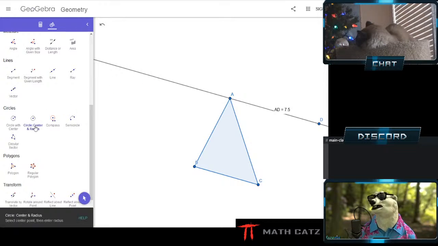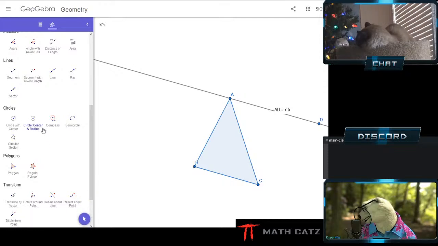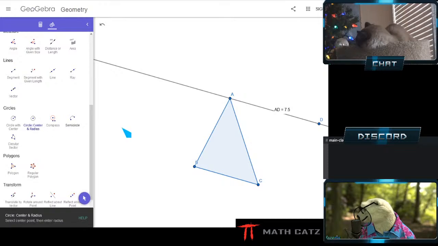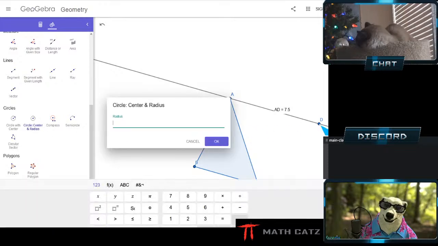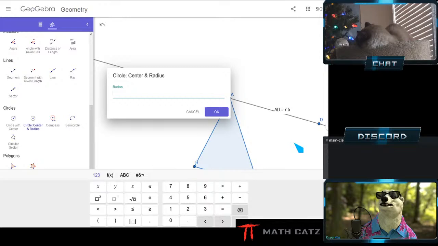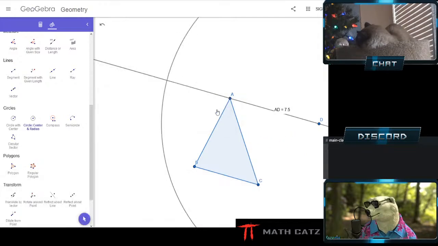Because I'm sort of restricted to my tools here, right? I don't have a ruler tool. I have a straight line tool and I have a compass. So I'm going to pick my center point, D. It's then going to ask me what I want the radius of my circle to be. I want it to be 12.75. And it draws the circle.